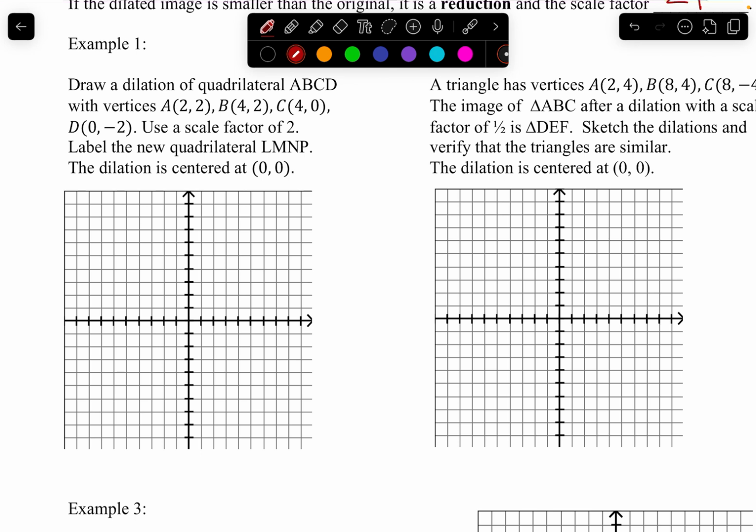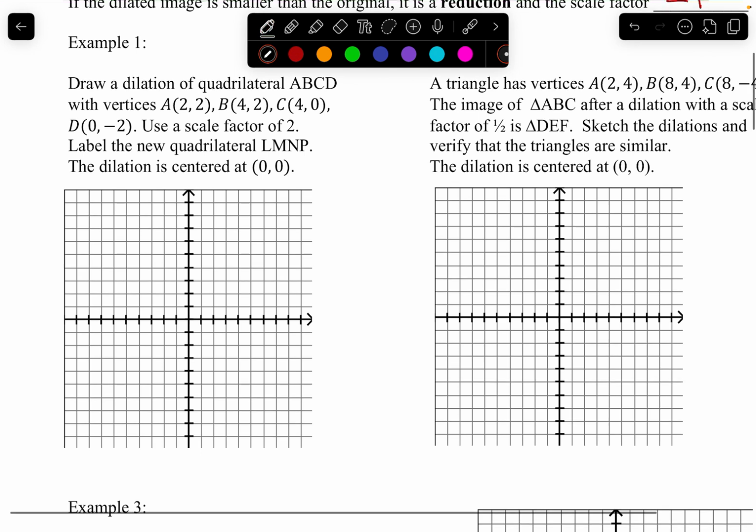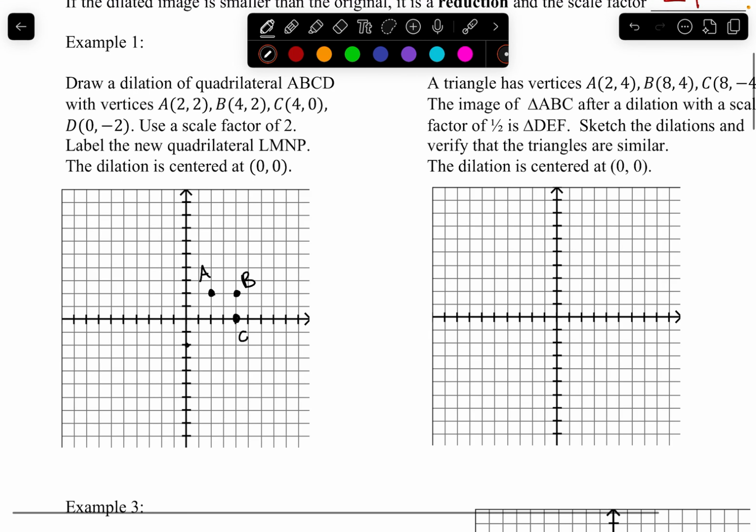So I'm going to label A at 2, 2. B is at 4, 2. C is at 4, 0. And then D is at 0, -2. So we have this funky looking quadrilateral. And I need to apply my scale factor of 2.